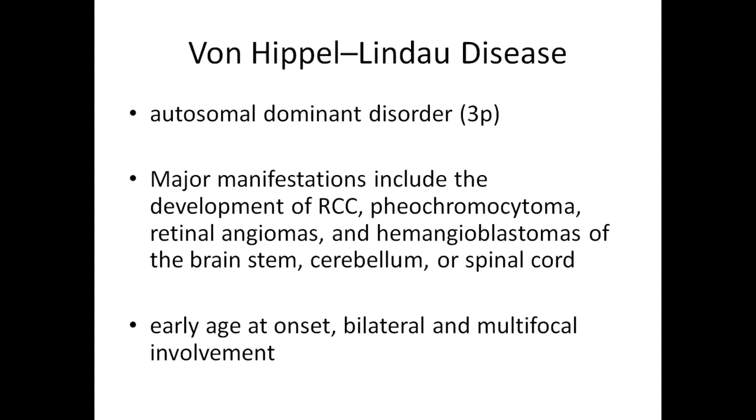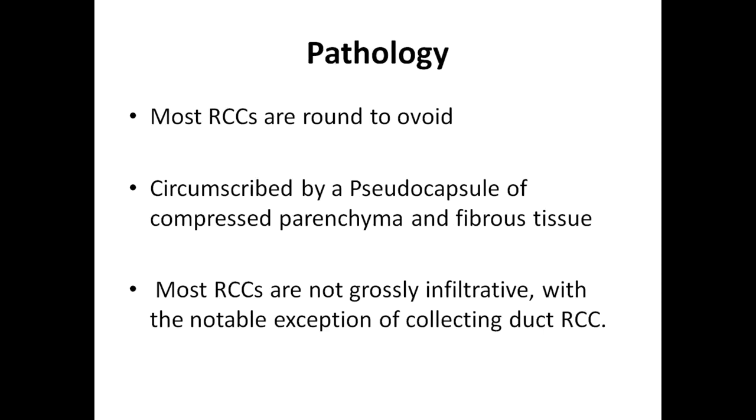And a word about the von Hippel-Lindau disease. It's an autosomal dominant condition associated with chromosome 3p. And the major manifestations are renal cell carcinoma, pheochromocytoma, retinal angiomas, and hemangioblastomas of the brainstem, cerebellum, and spinal cord. It has a very early age onset of malignancy, and bilateral and multifocal involvement are quite common here.